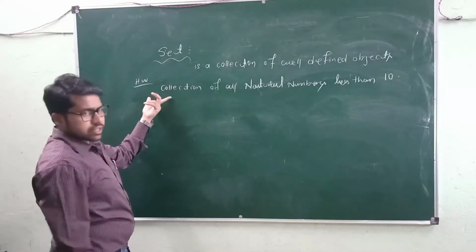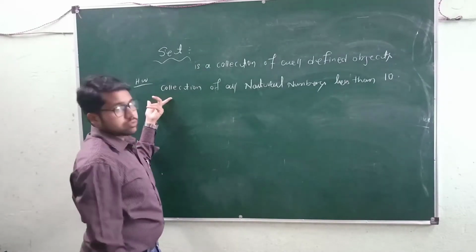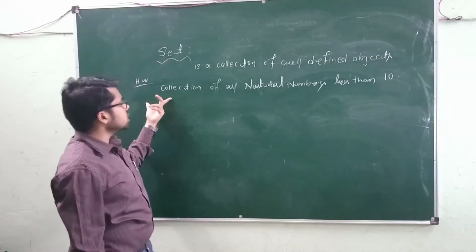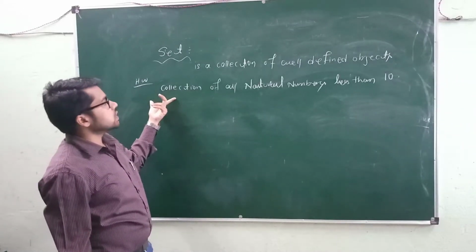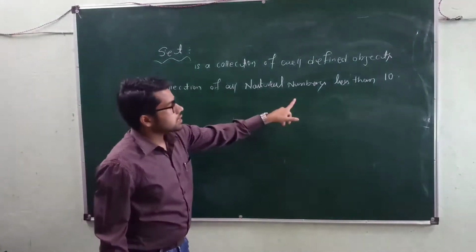So is it a set? Yes, obviously it is a set. Why? Because it is well defined. How is it well defined? Because we have taken here the collection of all natural numbers that are less than 10.